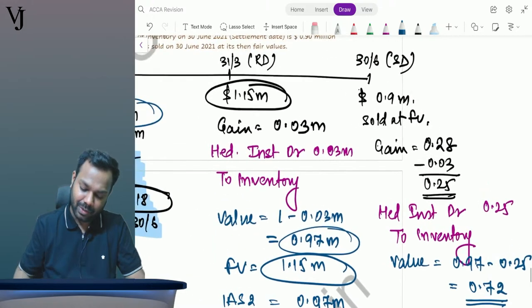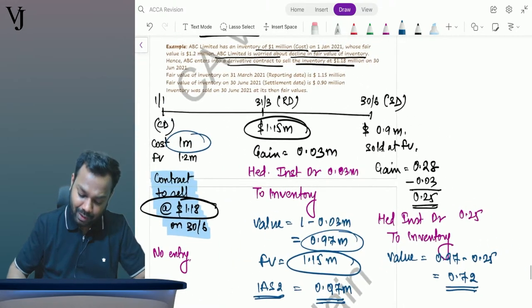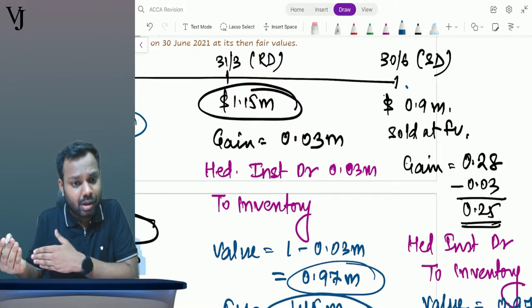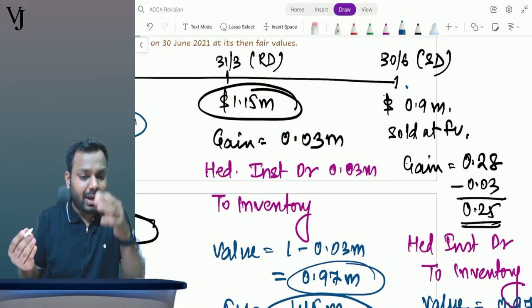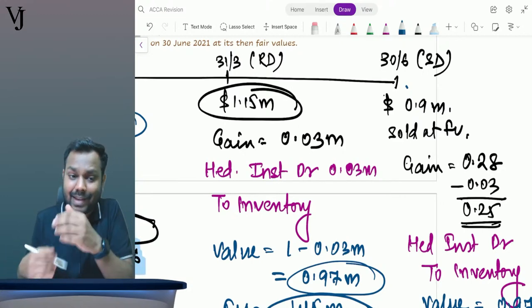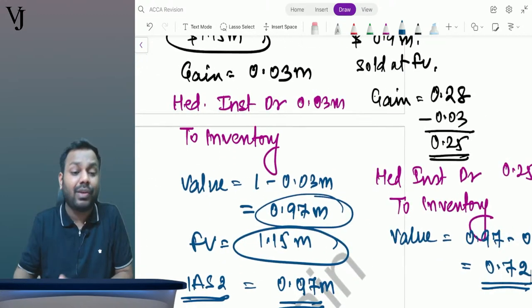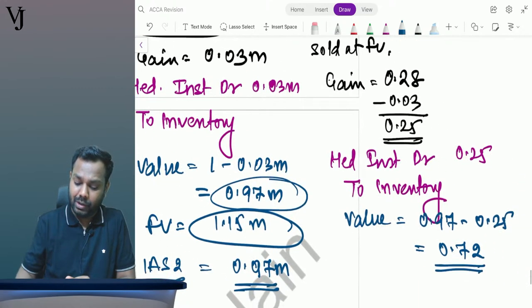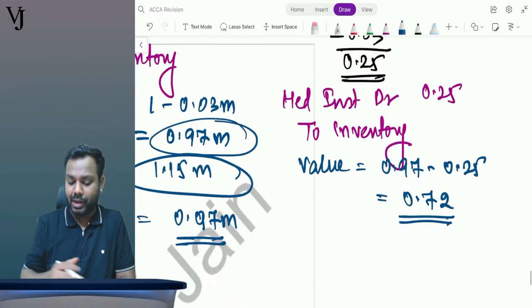Why are we netting the gain? Understand? See, total gain from here to here is 0.28, but I have already recorded a gain of 0.03, right? If I have already recognized a gain of 0.03, will I recognize it again? No, right? So I will recognize the differential part, which is 0.25. So I will record this in the inventory.